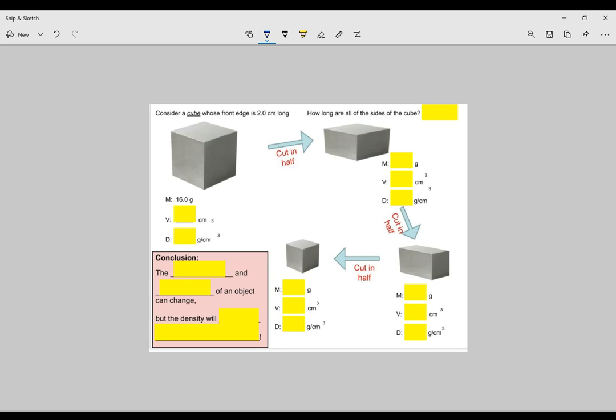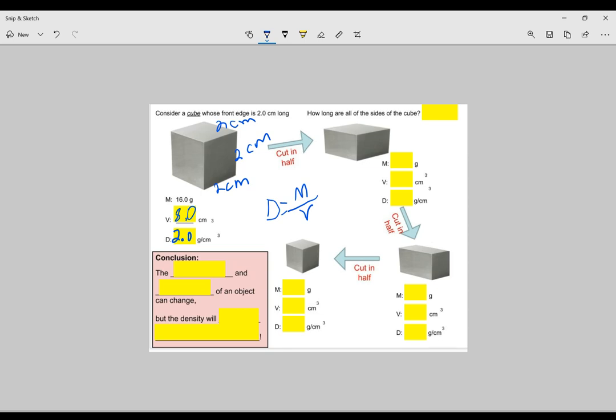So here I have a cube of metal, and each cube of metal has a side that is 2.0 centimeters. And the larger piece, the first one here, its mass is 16.0 grams. If I want to find the volume, remember I do length times width times height. So 2 times 2 is 4, times 2 is 8. So I have 8.0 cubic centimeters for my volume. I'm always going to be using my formula, density equals mass divided by volume. So 16 divided by 8, my density of this object is 2.0.